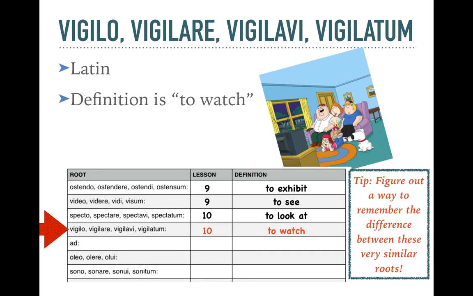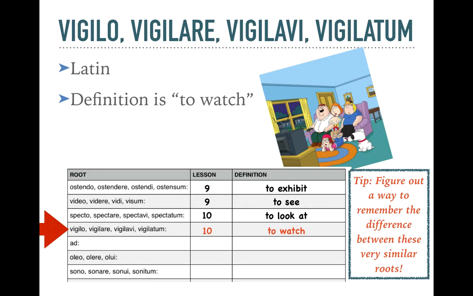The next root is vigilo, and it means to watch. And I wrote a little tip here, which I kind of mentioned in the beginning of the video. You may want to figure out a way to remember the difference between these very similar roots. We have to see, to look at, and to watch, all having to do with sight and very, very similar. So if you can come up with a way to help yourself remember the difference between video, specto, and vigilo, it's going to be really helpful for you when you get to the quiz. Make sure you're adding this to your root card so you have all your definitions in one place.